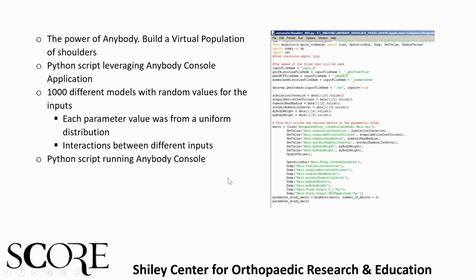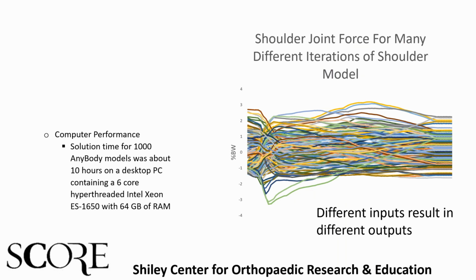Here's an image of the Python script that we used to run AnyBody. And here's an interesting image of the output, the joint force, for different models. Obviously, this is not 1,000, which is the number that we chose, but you can see the different inputs lead to different outputs, and the wide variation of each of the models.